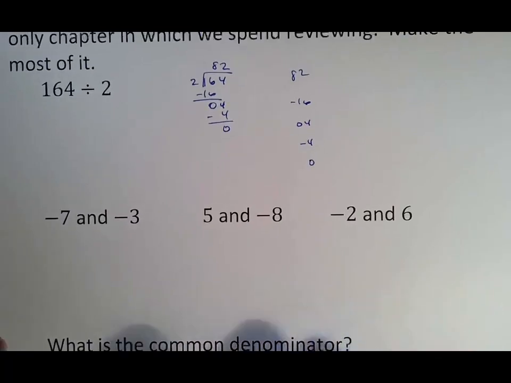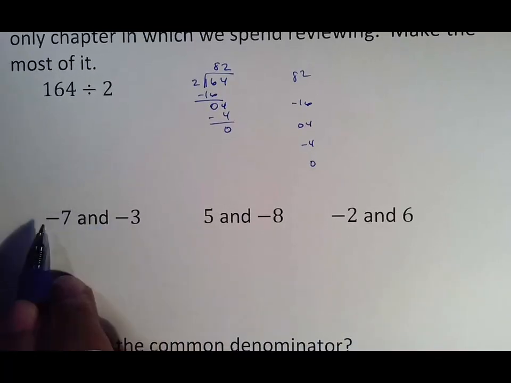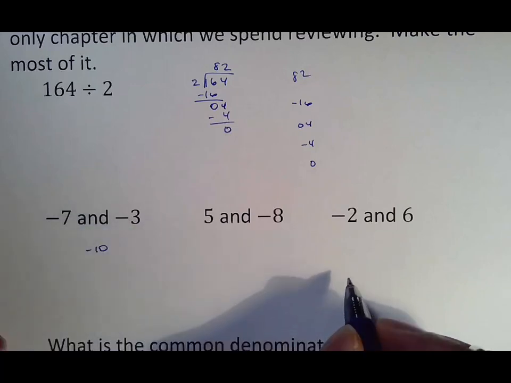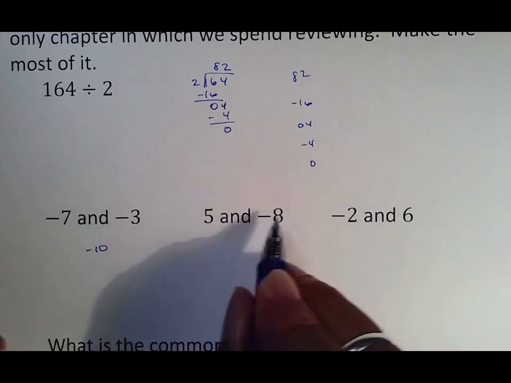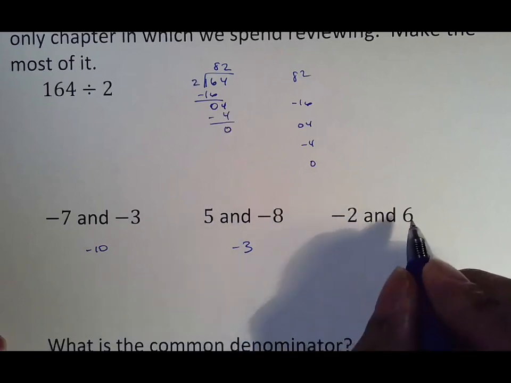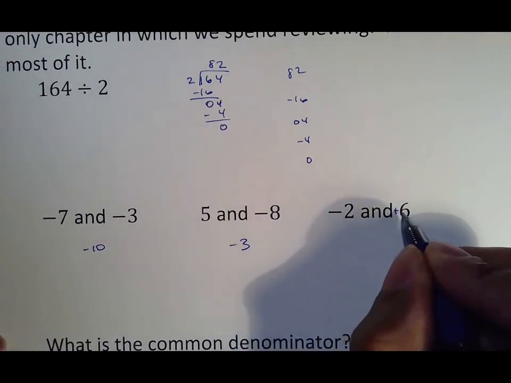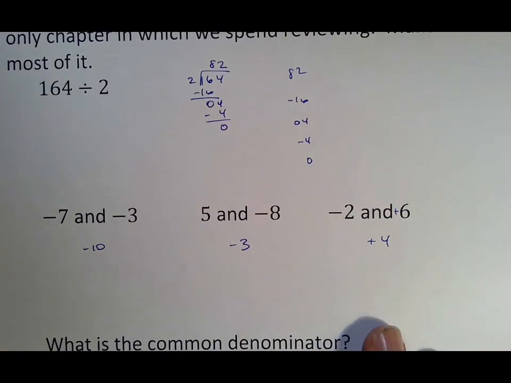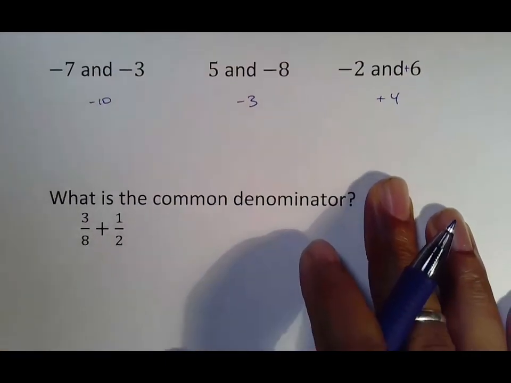Then on the second part, which was the final combination, negative 7 and negative 3 combine to make negative 10. 5 and negative 8, again, those are opposite. The negatives win by 3. Negative 2 and 6, which would be a positive 6. The positives win by 4 in that situation. So again, that's the second part of what we're doing basic skills wise.